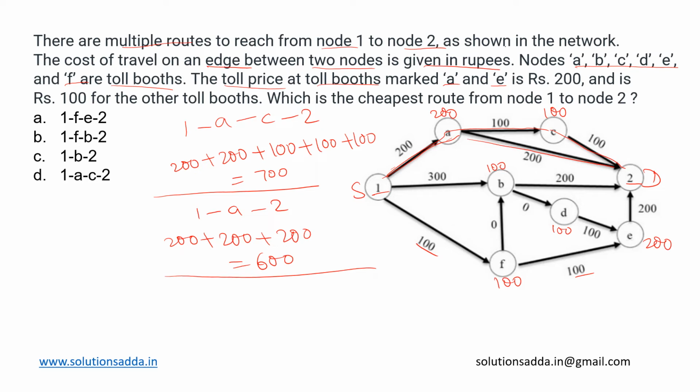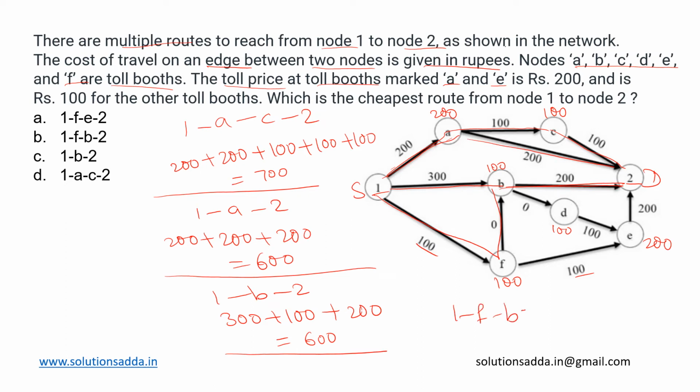The next path we can see is 1B2. That would give us the cost as 300 for the edge, 100 for the toll booth and 200 for the edge. So that is again 600. The next one we see is 1FB2. It is a directed graph, so we need to take care of the edges direction.